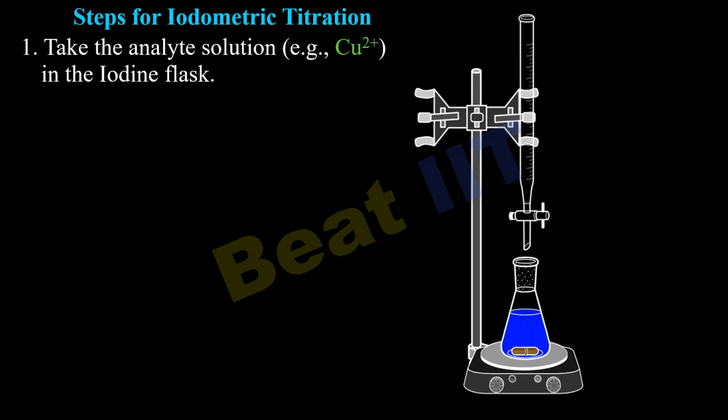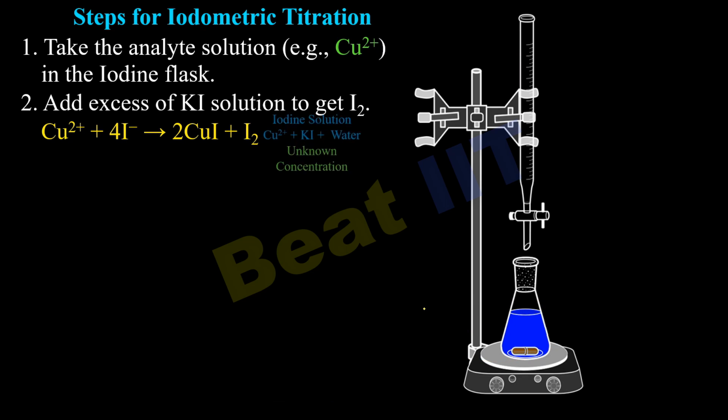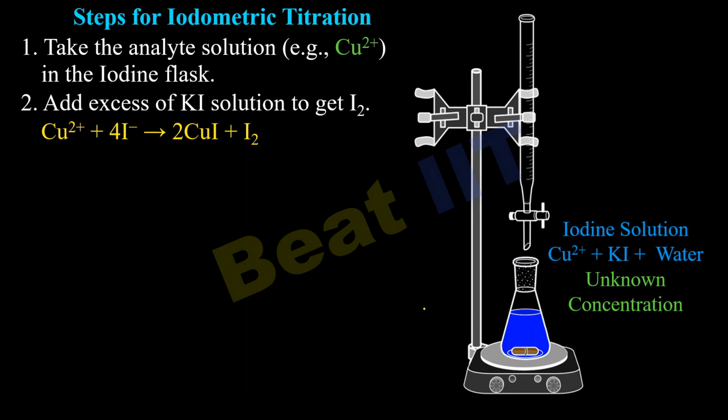Steps involved in the titration: take the analyte solution, for example copper 2+. This is the substance whose concentration is to be calculated. So we take this into the iodine flask, add excess of KI solution to get iodine. So from here we add excess of KI so that no unreacted copper sulfate is there. To ensure that entire copper sulfate is used, we add excess of KI. Now we have the maximum iodine which could be produced by the analyte.